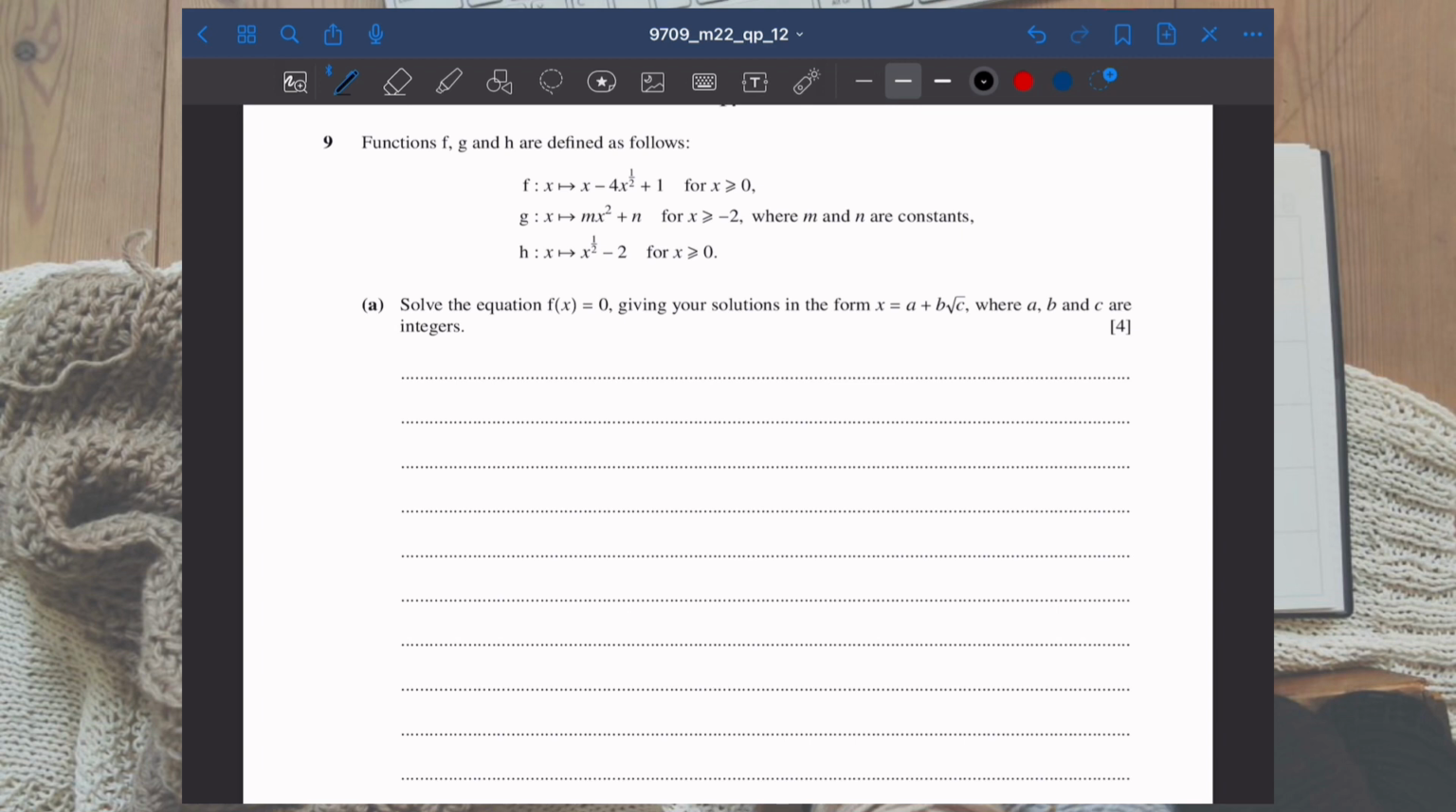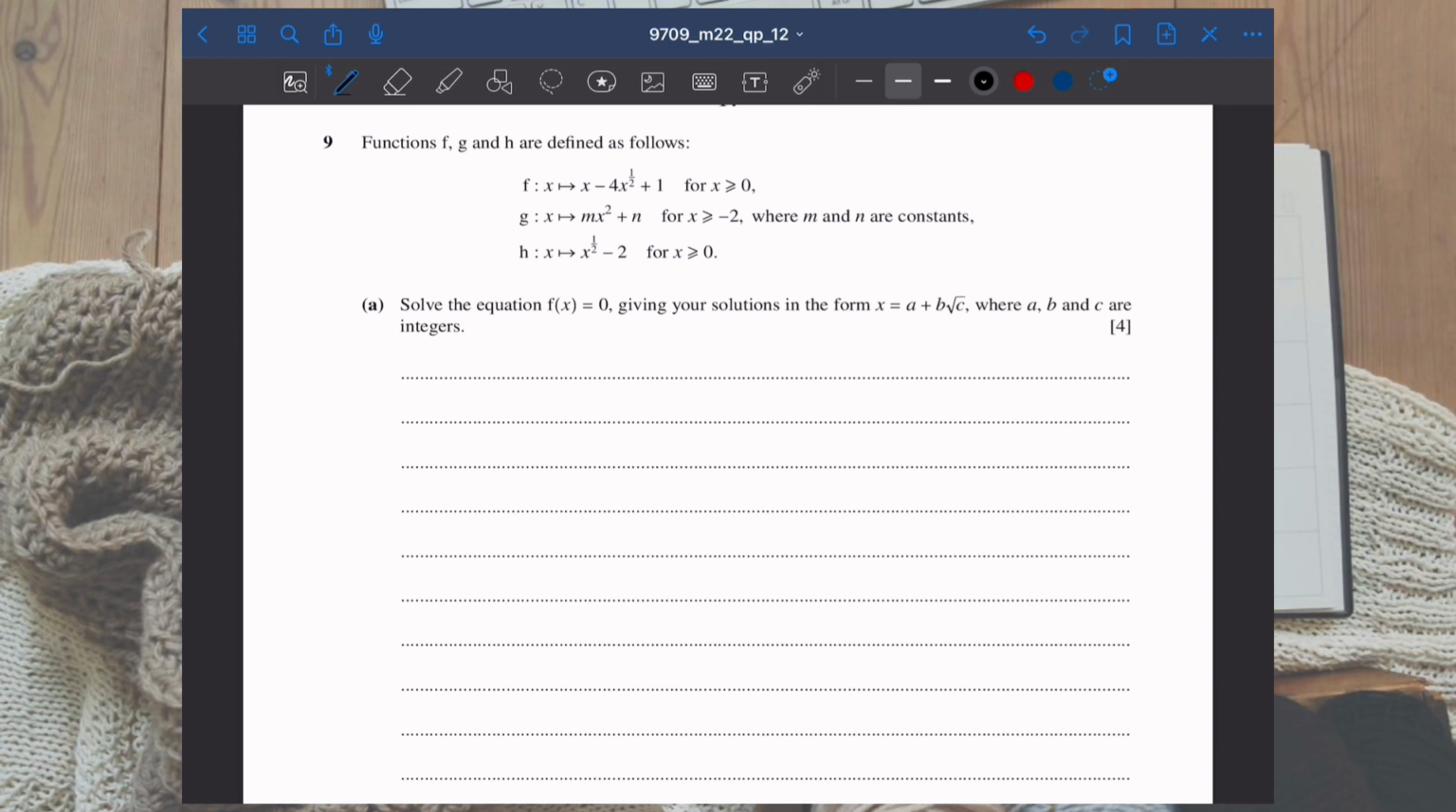Question 9. Functions f, g, and h are defined as follows. f of x is x minus 4x power half plus 1 for x more than 0. g of x equals mx squared plus n for x more than or equal to 2, where m and n are constants. And h of x is x power half minus 2, for x more than or equal to 0. Part A.